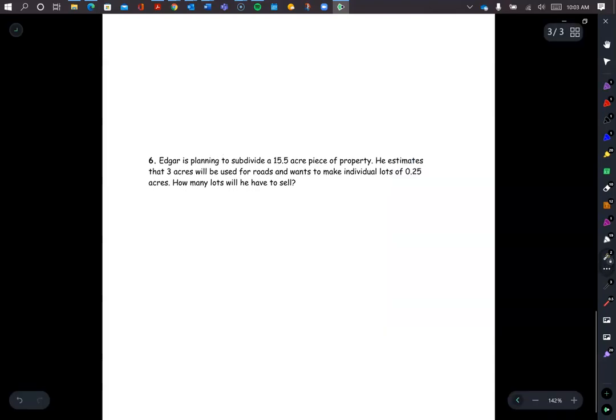So this one here says Edgar is planning to subdivide a 15.5-acre piece of property. He estimates that 3 acres will be used for roads and wants to make individual lots of 0.25 acres. How many lots will he have to sell? So part of this is we want to find the number of lots. So we're going to write out part A, find number of lots.